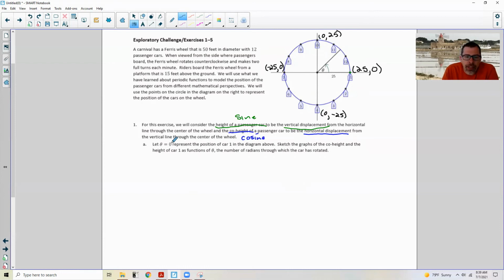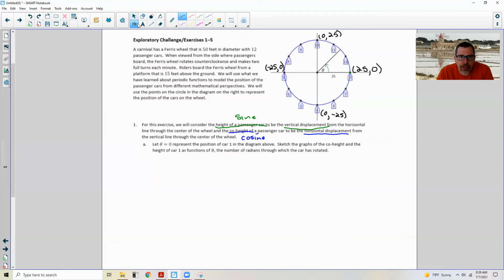So now it says let theta equal 0 represent the position of car 1 in the diagram above. So theta equals 0 represents the position of this car right here. So at 0, we are at a height of 25. Sketch the graph of the co-height and the height of the car 1 as functions of theta, the number of radians through which the car has rotated.